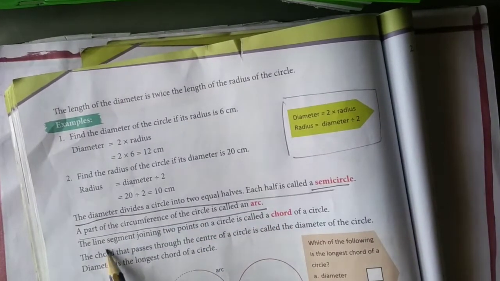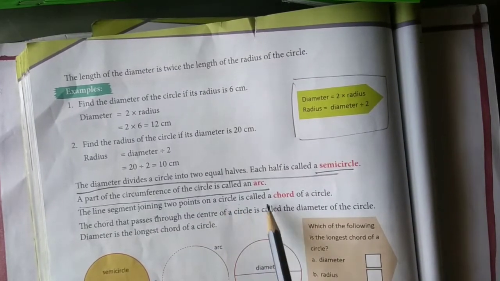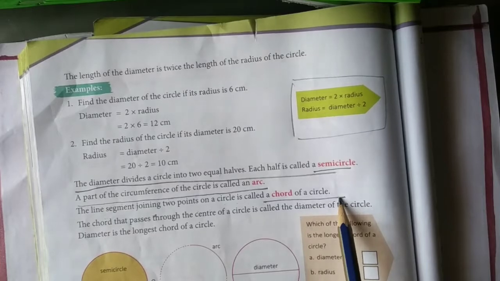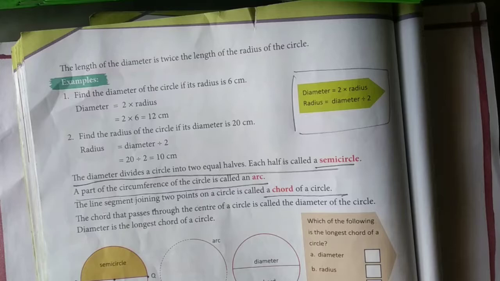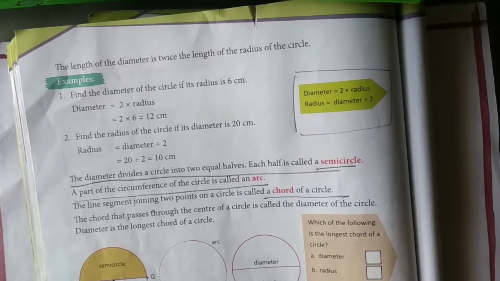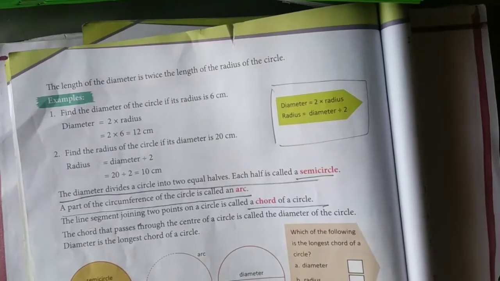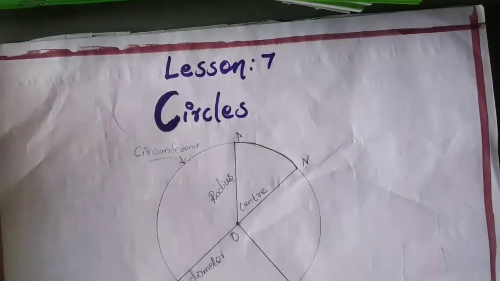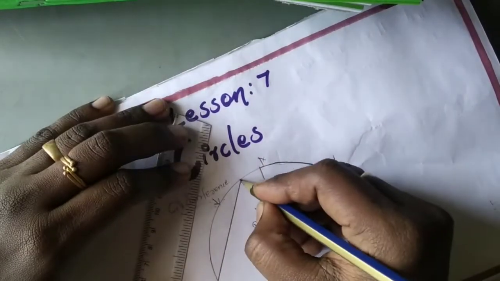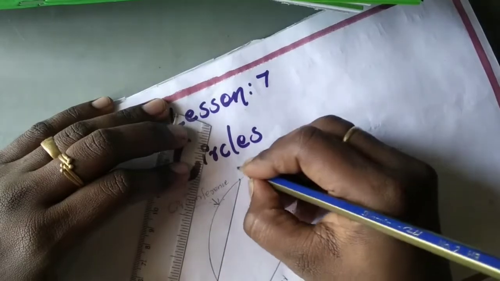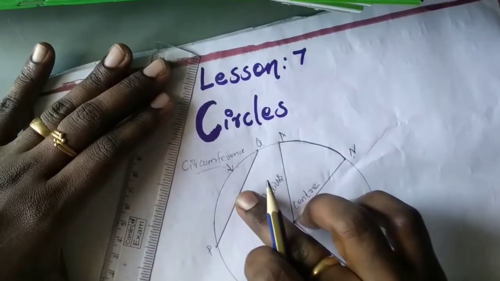Next, a line segment joining two points on a circle is called a chord of a circle. Read as chord. This line segment joins two points on the circle. For example, draw a line like this, a line segment joining two points like P and Q. This line is called a chord of a circle.